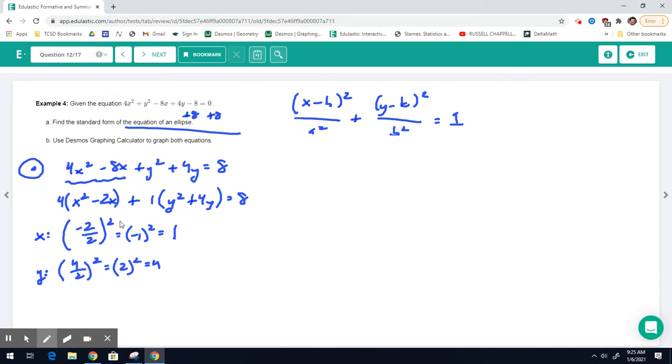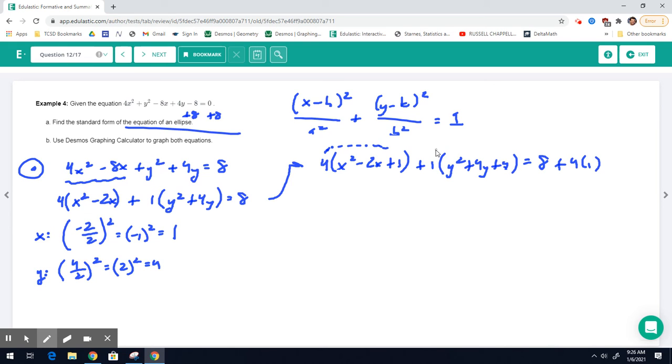And now this number gets added to both sides, except with the 4 in front of the x squared, when we add a 1 inside this parenthesis, we're not really adding a 1, and I'll show you that in a second. So it's going to be 4 times x squared minus 2x plus 1, plus 1 times y squared plus 4y plus 4 equals 8. And now, I did not just add 1. I added 4 times 1. So add 4 times 1. And here, I did not just add 4. I added 1 times 4. So see what I do with these coefficients and the numbers that I add. You have to make sure you do that. If you don't, it's going to be wrong.